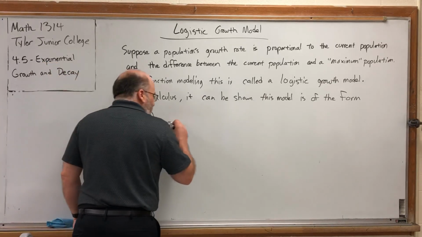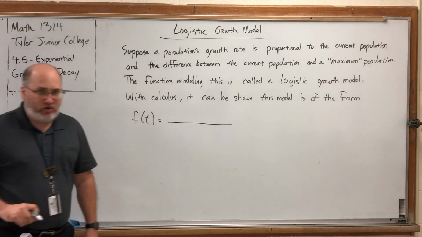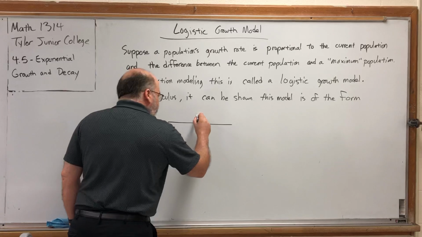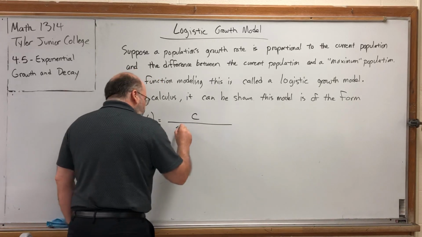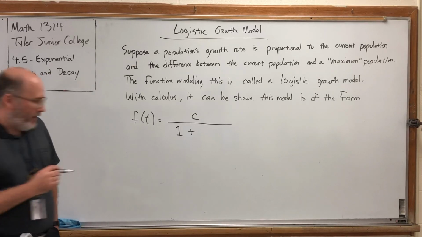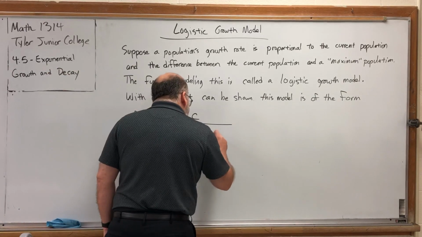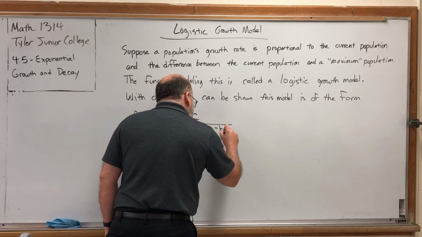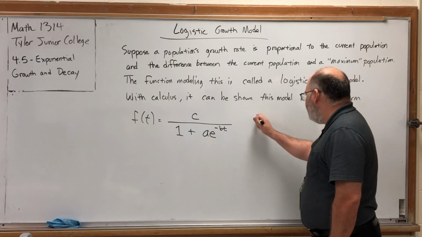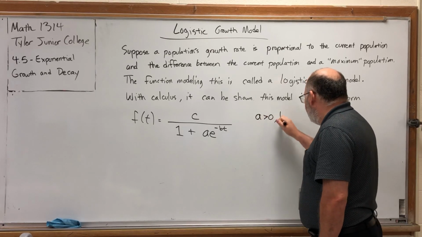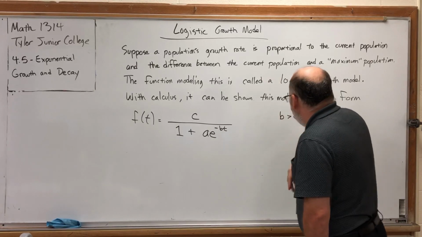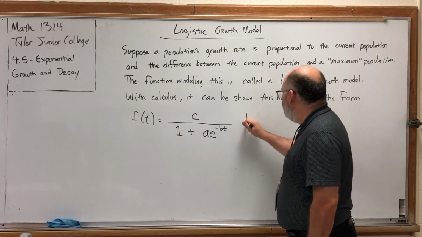The form of a logistic growth model, first off, is a rational function. The numerator is just a constant, so we'll put c up there. The denominator is 1 plus a times e to the negative bt. The a is positive, the b is positive. Actually, I'm not sure if the a has to be positive. I'm going to strike that out. But I know the b has to be positive.